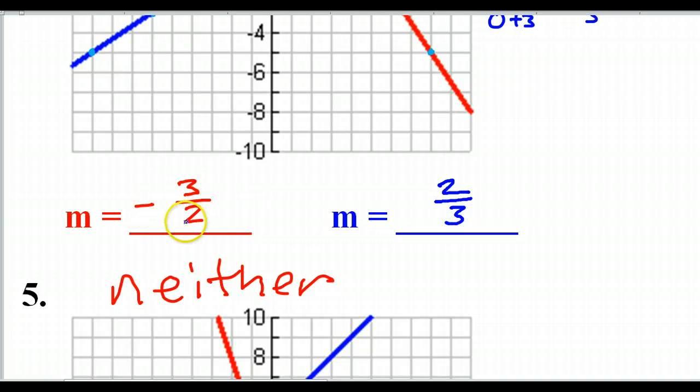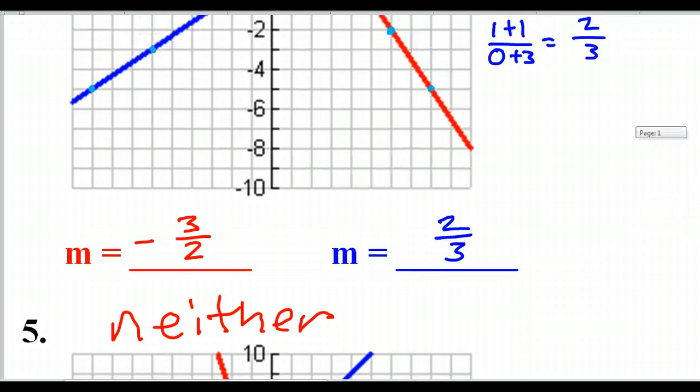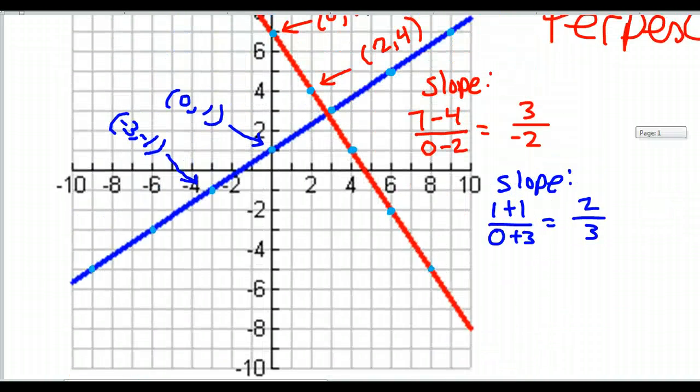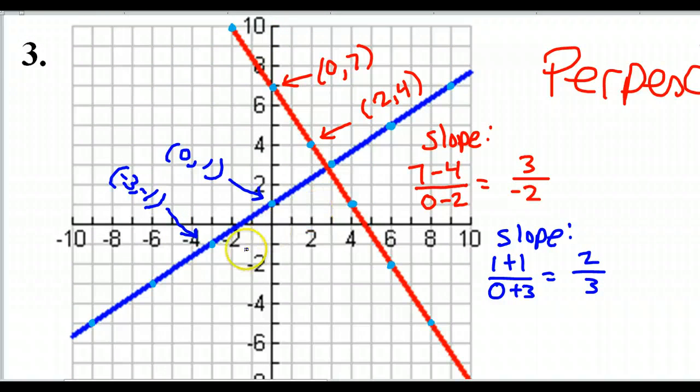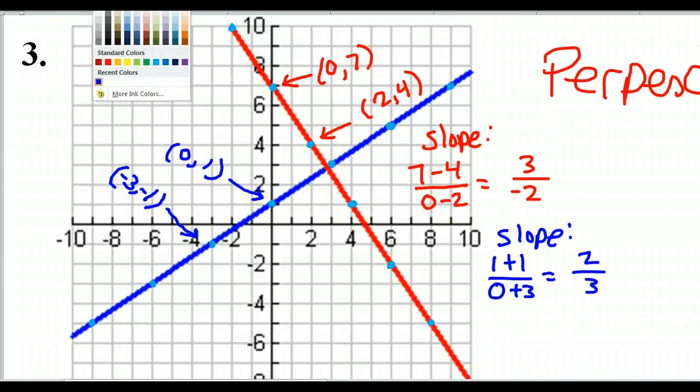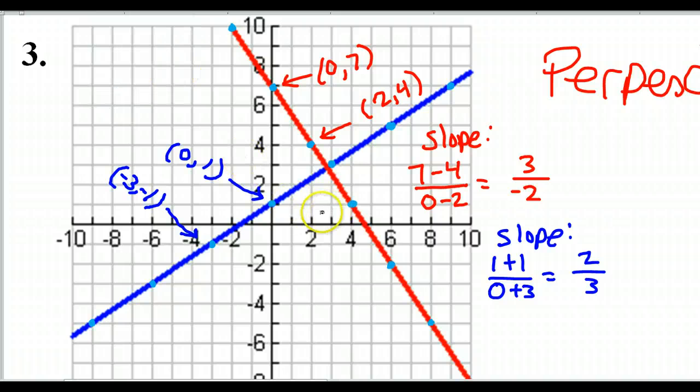Negative 3 over 2 and 2 over 3. Is there a pattern here that we can nail down? Now, one more time, if I wanted to know the slope of these two lines without doing these calculations, here's what I would have done.